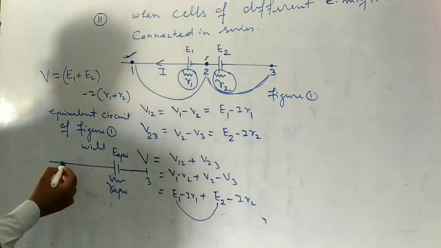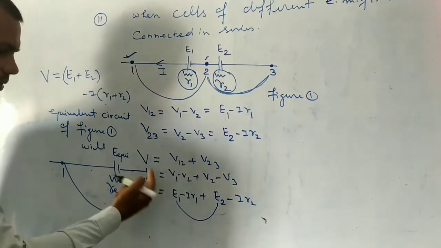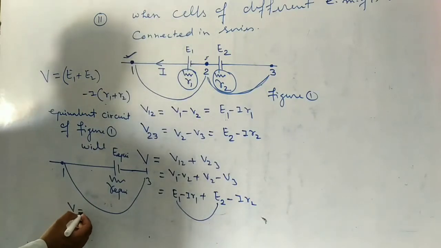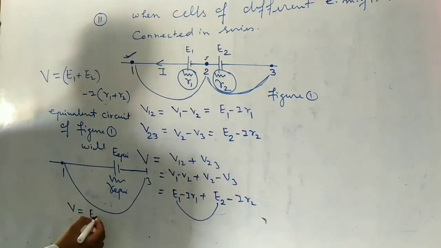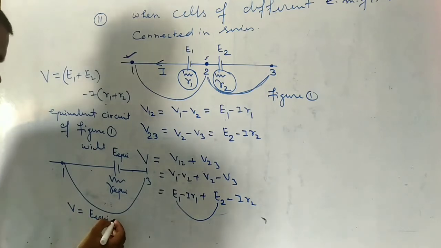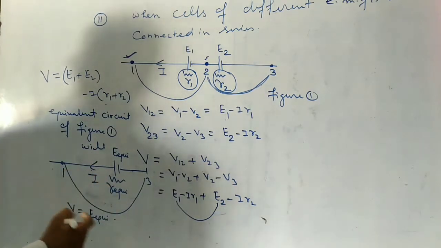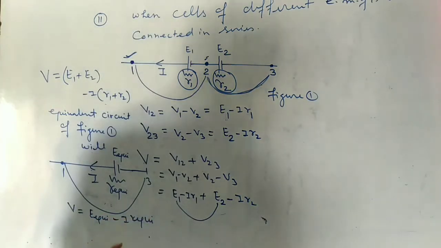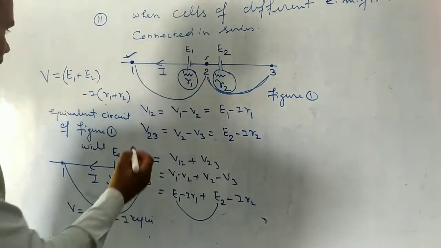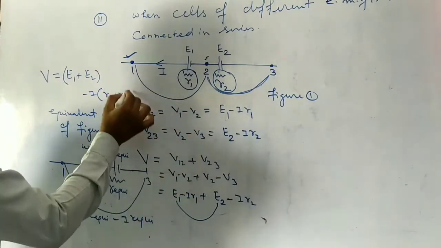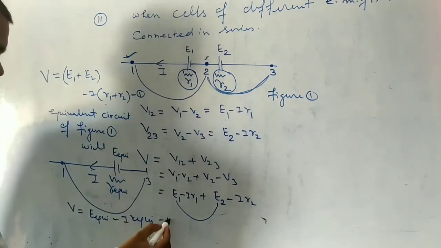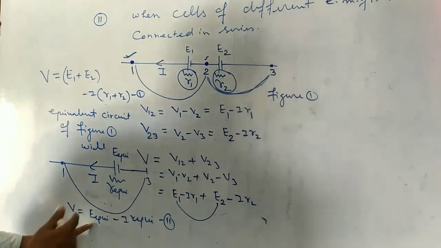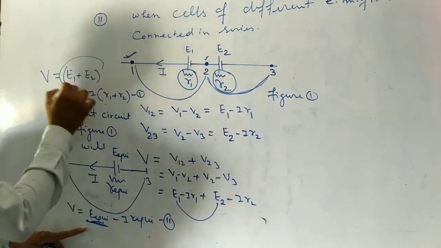So the potential difference between point 1 and 3, we have already assumed, this is V. So here we can write V equals E equivalent minus I, suppose current is I, and then R equivalent, this we will get, right? Suppose this equation is 1, and after this is 2. Now you have to compare 1 and 2. So in place of E equivalent, what is given? This is E1 plus E2.